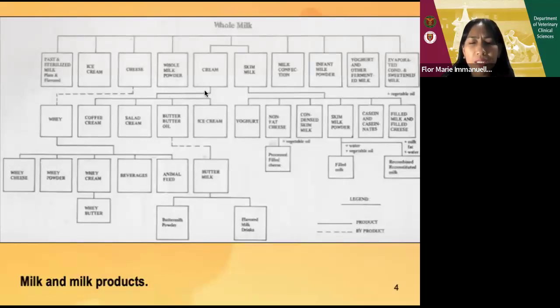And other dairy products that can come out of the cream: you have your coffee cream, salad cream, and butter oil. And from that butter oil, you can get buttermilk powder if you dry it out, and your flavored milk drinks. Okay, then you have your ice cream again coming from your cream. So there are many ways. For example, for the yogurt, you can use whole milk, or you can have a non-fat yogurt. And also for your ice cream, you can use whole milk, and you can have a richer ice cream from the cream base of the whole milk. So yan yung mga different ways on how to go about with these dairy byproducts.